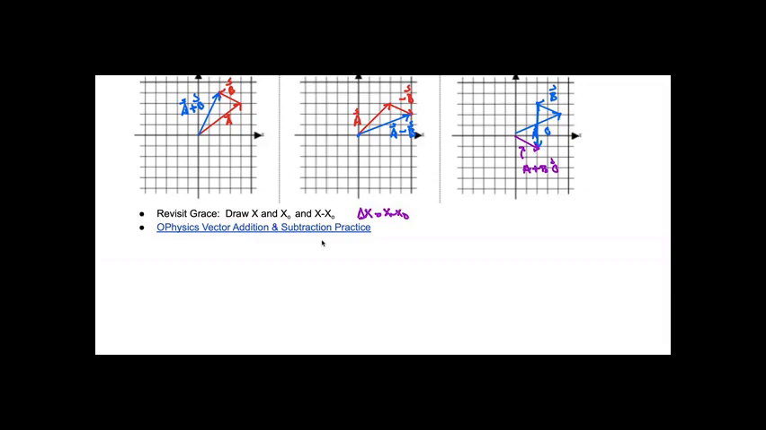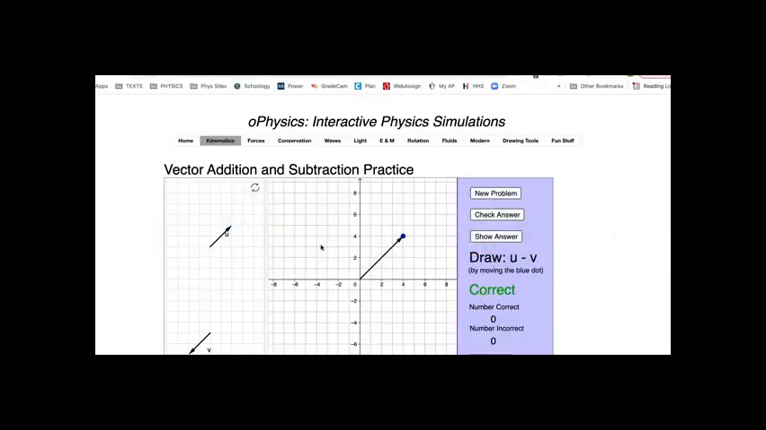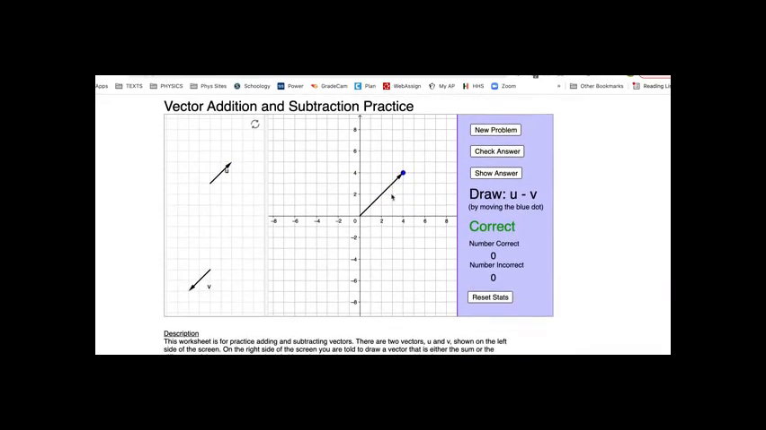But if you'd like to practice this, let me see if I can switch it over. Yep, I think I can. So this is what the website would look like. And again, you can have u and v, and it wants you to draw u minus v. So you can mess around with where you think this vector is going to look like. So let's say it's maybe something like that. I'm just guessing here, and I can check the answer and say, oh, it's wrong. It really is 4 up and 4 over. So it looks like that. Check answer. Oh, look, I got it right.